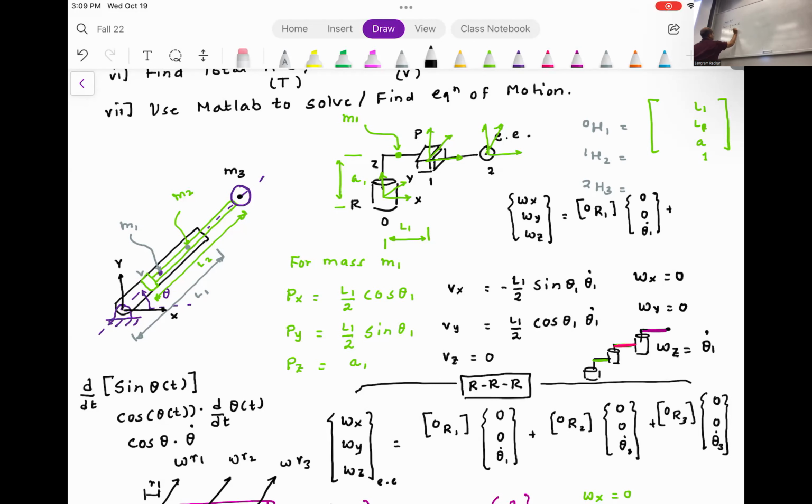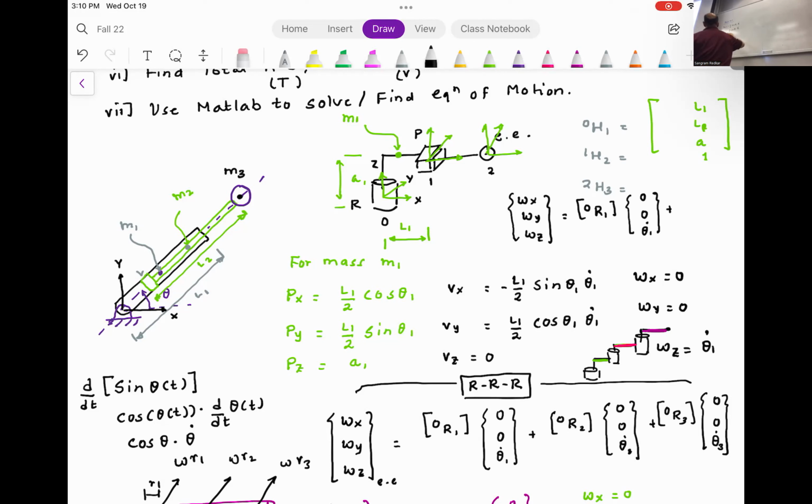Dy1 cosine theta 1 dot and Vz1, which is 0. Then we performed the Jacobian analysis and we found out omega x1 is equal to 0, omega y1 is equal to 0, omega z1 is equal to theta 1 dot. Are you with me so far?